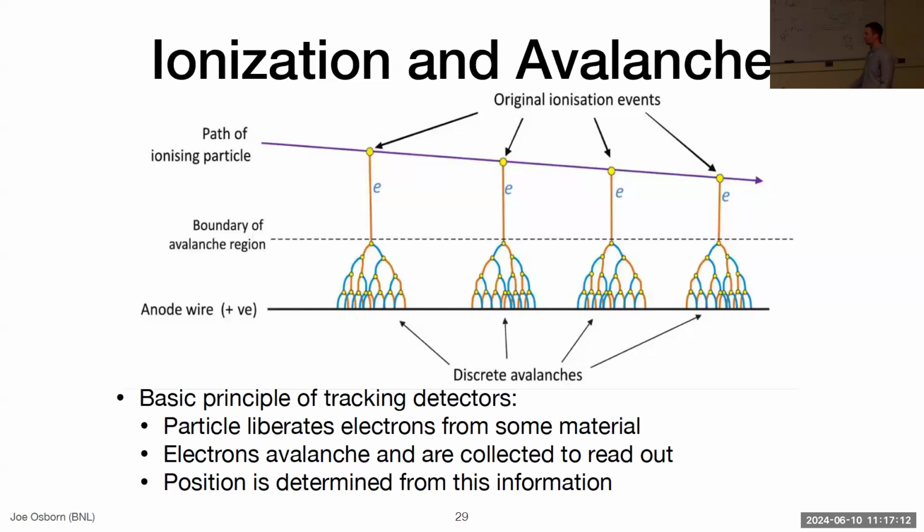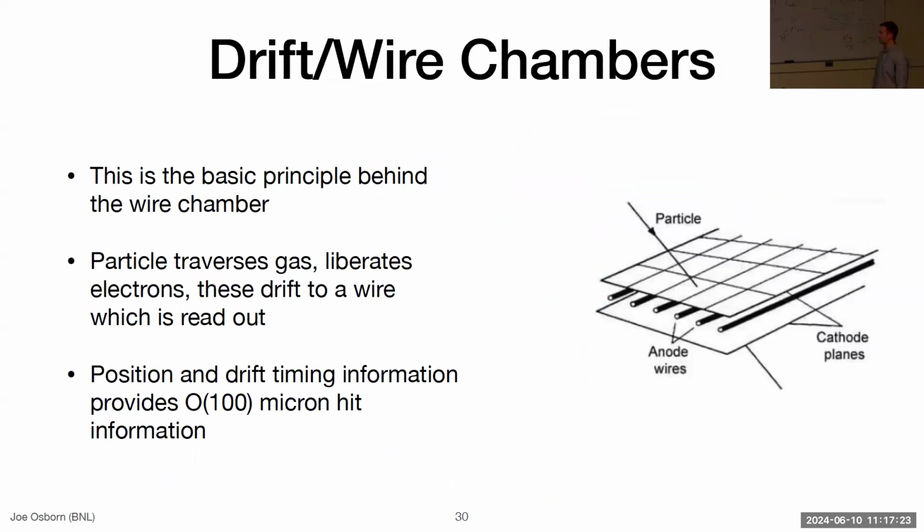So all the detectors have the same basic idea. Particle liberates electrons, these electrons avalanche, and then the position is determined from this information. And how you do that can vary from detector to detector.